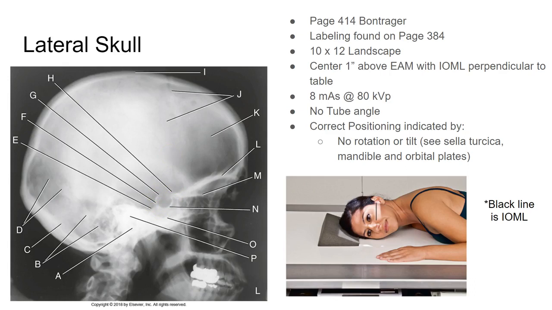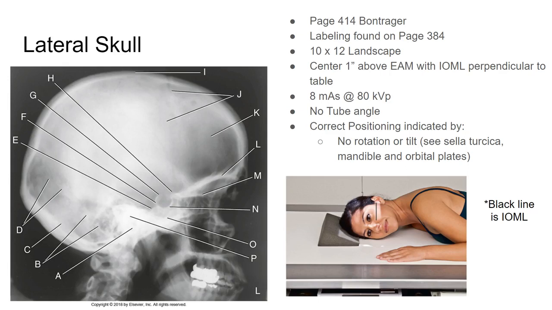The other thing you can look at is the orbital plates. So you have an orbital plate above your right orbit, and you have an orbital plate above your left orbit. If there's no rotation or tilt, those orbital plates will line up perfectly. I'll show you an example in the sinus projection where the orbital plates are not lined up, and that indicates some tilt or rotation. So I'll show you that upcoming.